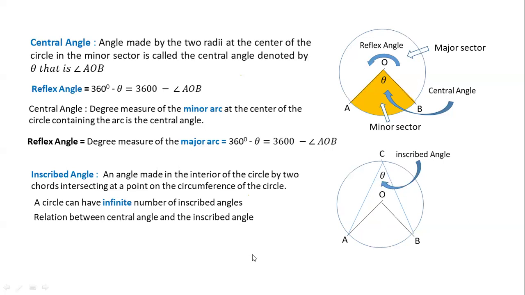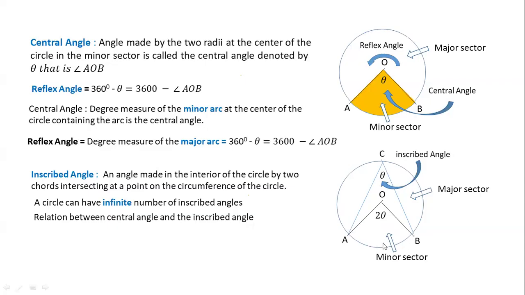We draw a radius joining to the points A and B, that is our minor arc, and you get an angle which is the minor sector. And this is the major sector. The central angle should be twice the inscribed angle. The central angle will be double the inscribed angle. That is the relation between the inscribed angle and the central angle. What is the condition? Both of these angles must originate from the endpoints of the same arc.